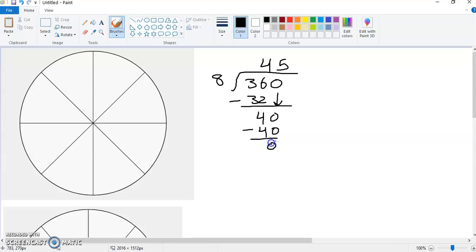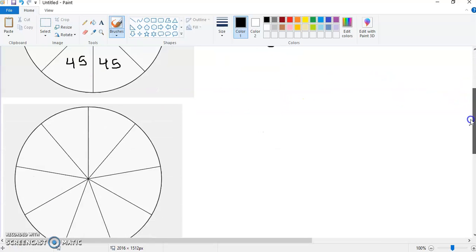40 take away 40 is nothing. So every single piece in this circle, again, it's acute. They're all acute, and they're all exactly 45 degrees. So what you're saying is you can take all of these slices or parts of the circle, and you can add them together, and you'll get right back to 360 degrees.